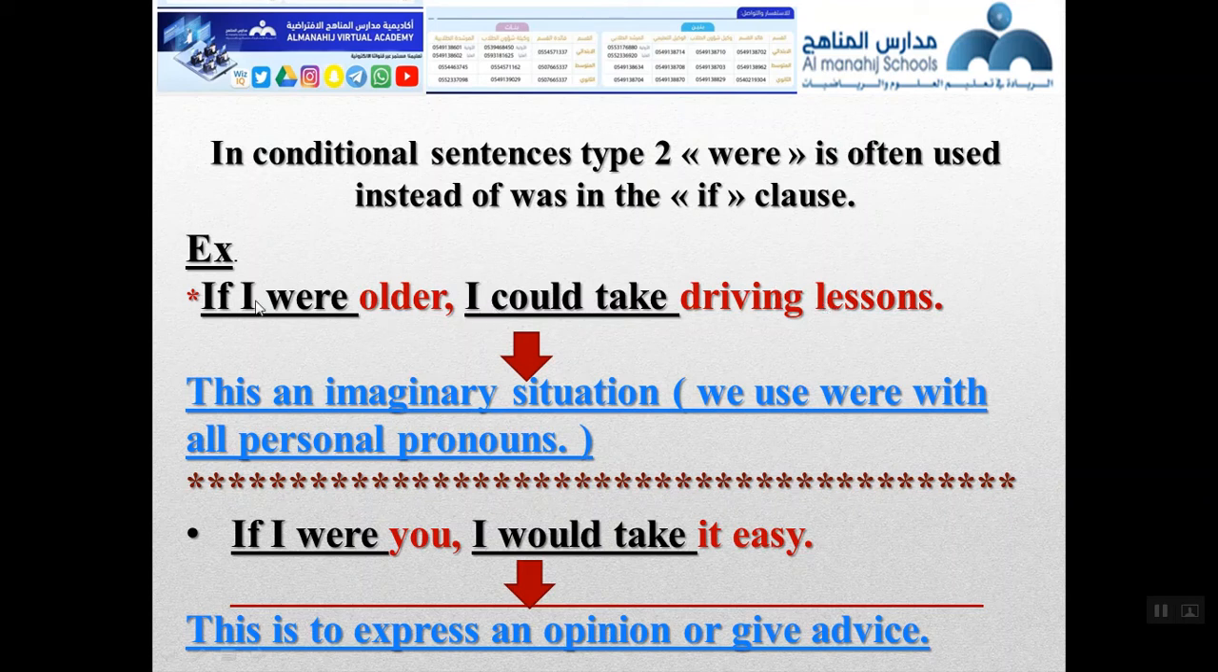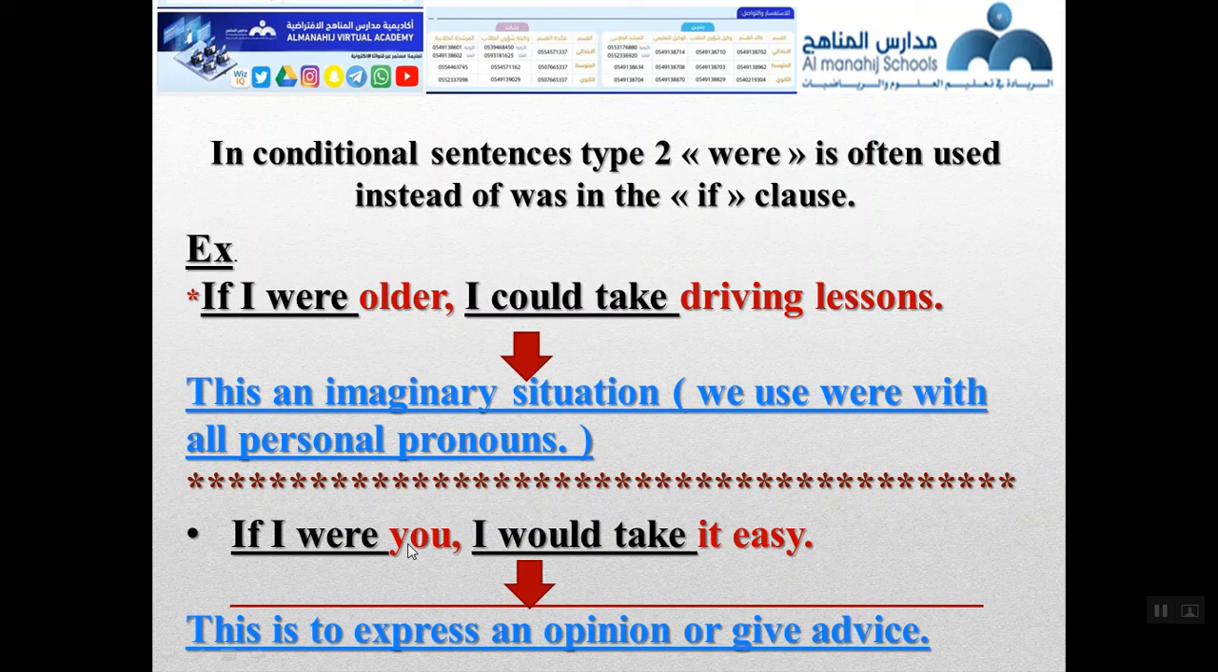The main clause, you can say I could take driving lessons if I were older, but we don't use a comma if I start with the main clause. I could take driving lessons if I were older, without a comma. This is an imaginary situation. We use were with all personal pronouns. Personal pronouns here like he, I, she, it, and so on, or a singular noun.